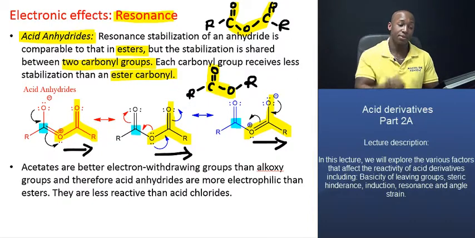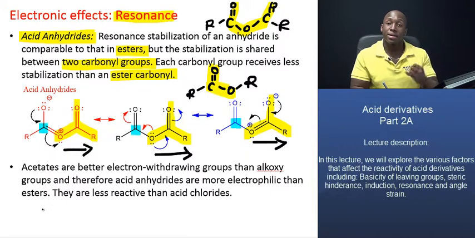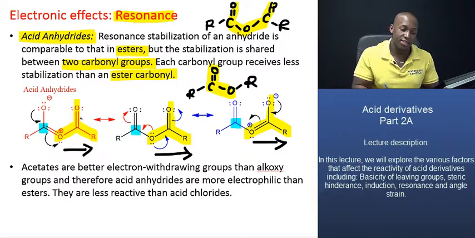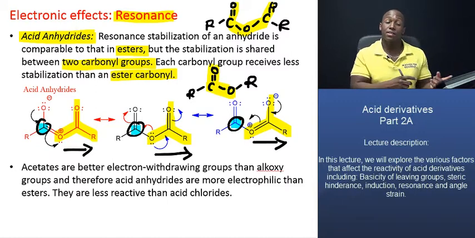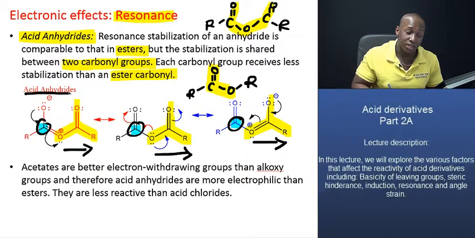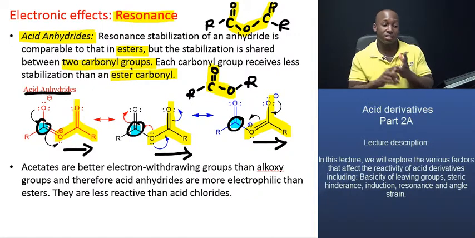So let's recap. Acid anhydrides are better at induction than both amides and esters. And why is that? As you can see, this carboxyl group is better at inductively withdrawing electrons away from our reaction center right there. On the flip side, as far as resonance is concerned, resonance stabilization does occur in anhydrides, but not to the degree it occurs in both esters and amides.